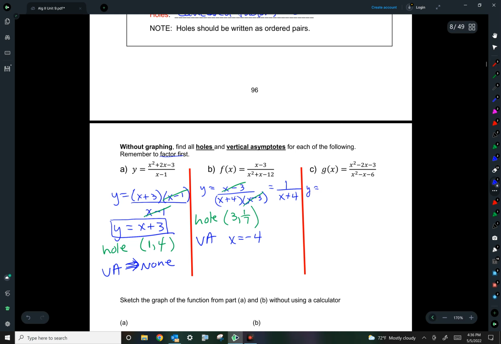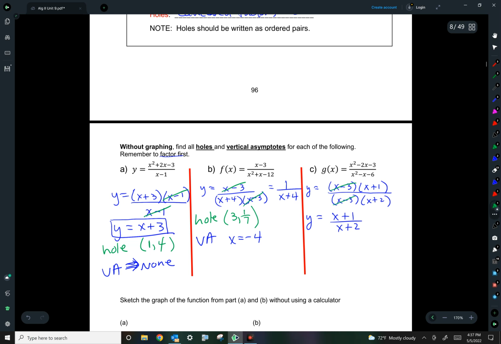So y equals, if I factor the top, let's see, how about x minus 3, x plus 1? Will that give me the negative 2 in the middle? I think that works. On the bottom, I'm going to have, what about x minus 3, x plus 2? I think that'll give me the negative 1. That works. Okay, I can see what cancels. So my simplified version is just x plus 1 over x plus 2, right?